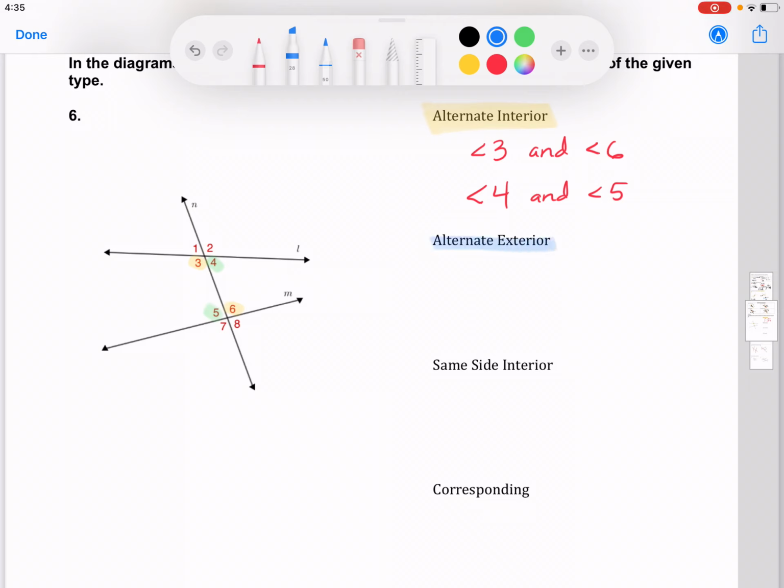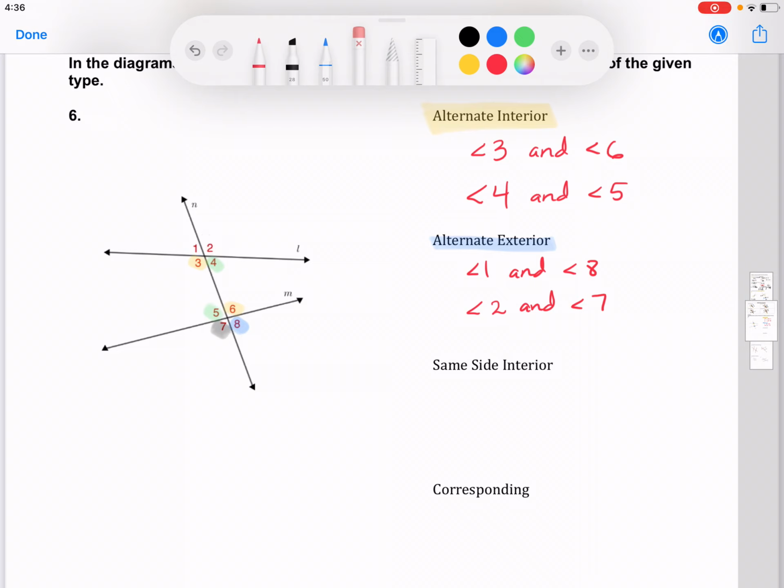Okay, let's go to alternate exterior. So same idea, except it's on the outside. So we've got 1. That's on the outside of the two lines, L and M. And then 8 is on the other side of the transversal N. So we've got 1 and 8, so angle 1 and angle 8. And then we'll do black for this one. 2 is on the outside, and matches up with 7. So angle 2 and angle 7.